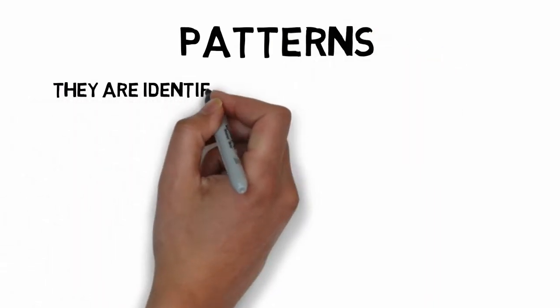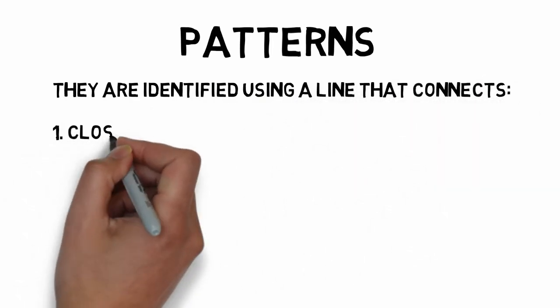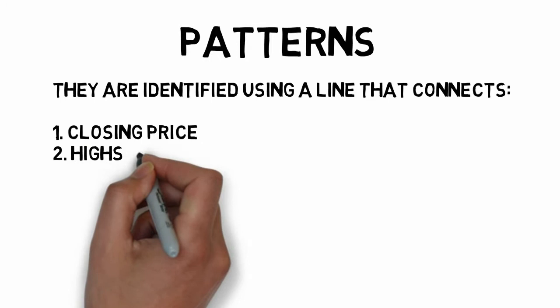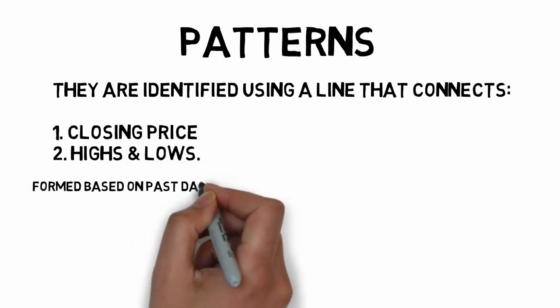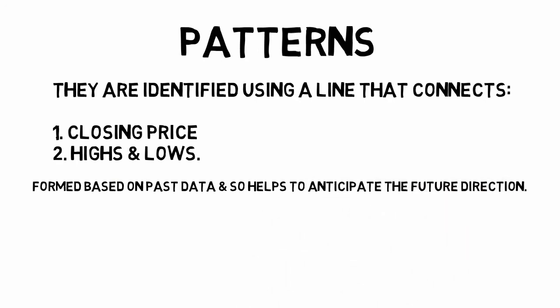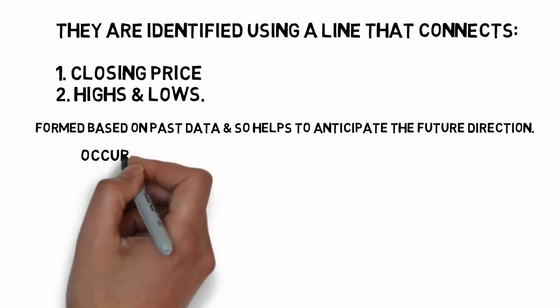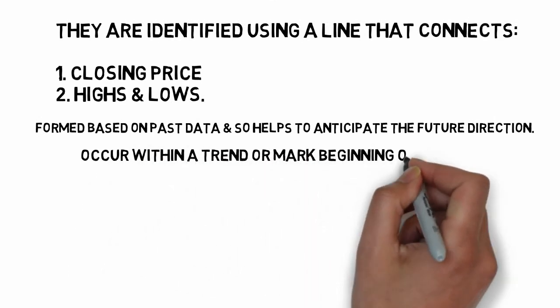Chart patterns are identified with the help of lines that are drawn on a chart, either connecting the closing price of the stock or the high and low prices of the stock. They are formed based on past data and so help to anticipate future direction. They can occur within an uptrend or downtrend or may mark the beginning of a new trend.